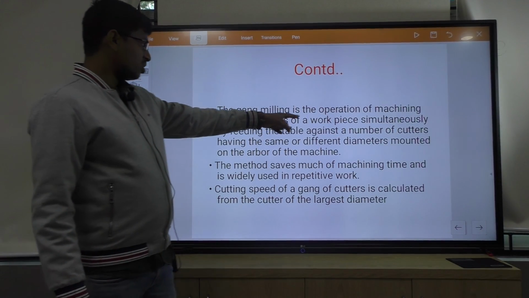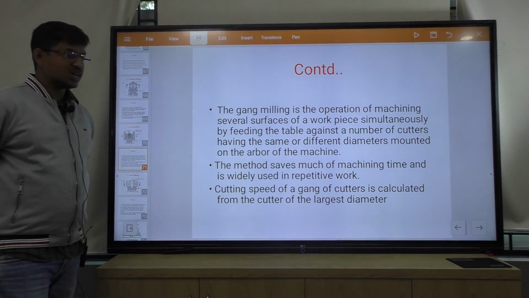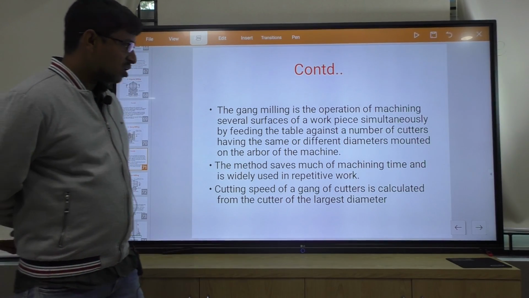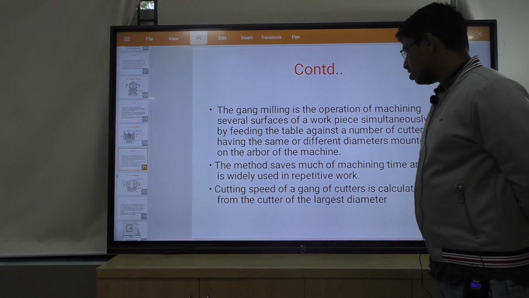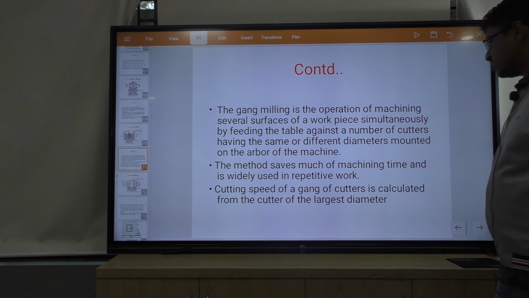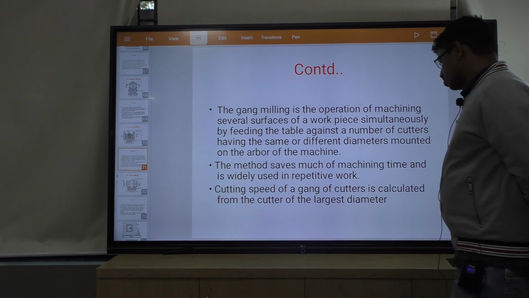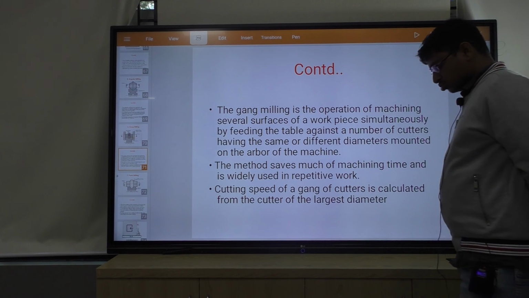Gang milling is the operation of machining several surfaces of a workpiece simultaneously by feeding the table against a number of cutters, having the same or different diameters, mounted on the arbor of the machine. The method saves much of machining time and is widely used in repetitive work.